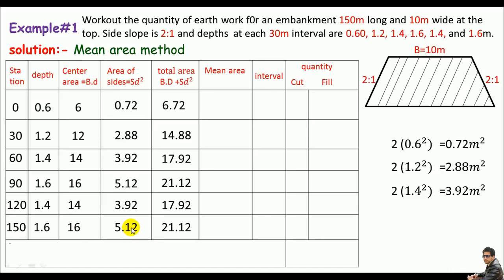Now the mean area calculation is quite simple. We'll just add two areas and divide them by 2. This is called the mean area, right? And that's why we call this method the mean area method.